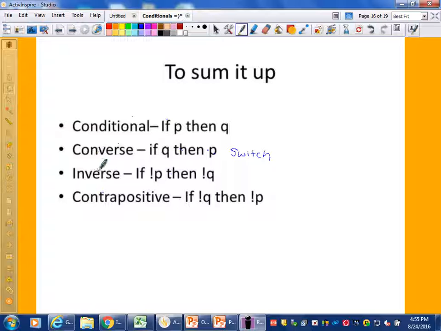They tell you to find the inverse. Again, you go back up to the conditional, and it's if not P, then not Q. So inverse means just add in not to both sides. Your last one is your contrapositive. You go back to the conditional, you look at it, and it turns into, you do both. You switch and not. So it would be if not Q, then not P.